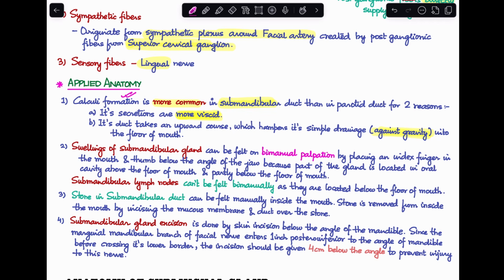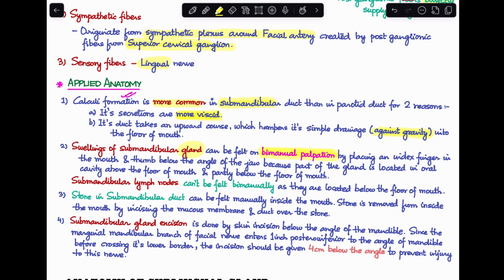Next, how will we differentiate a swelling of the submandibular gland from a swelling of the submandibular lymph node? The answer is very simple. We will do a bimanual palpation. Whenever there is a swelling of the submandibular gland, it can be bimanually palpated by placing an index finger in the mouth and the thumb below the angle of the jaw.